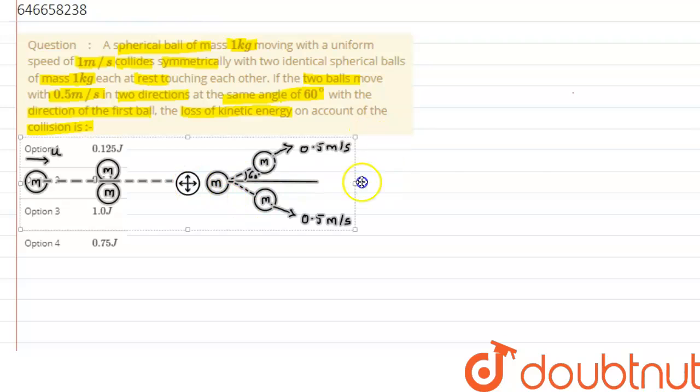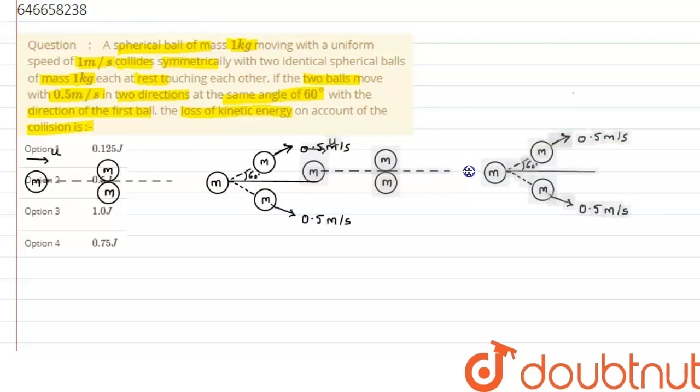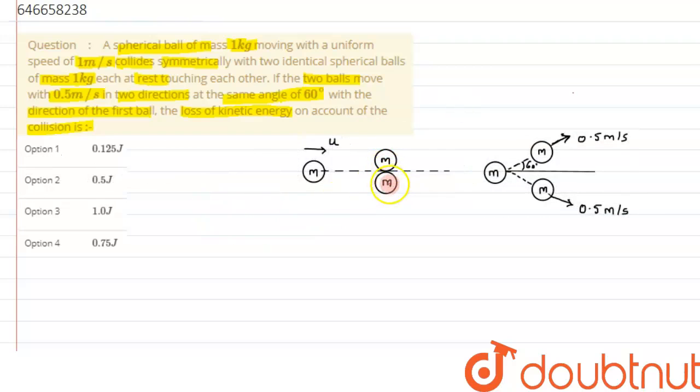So let's try to visualize the given situation over here. Initially the ball comes and hits two similar balls symmetrically. This situation represents the condition before collision, and this represents the after collision condition. The speed of this ball has been given as 1 meter per second, and we have taken all the masses of the balls to be the same, m, because it's been given as 1 kg for all the balls.